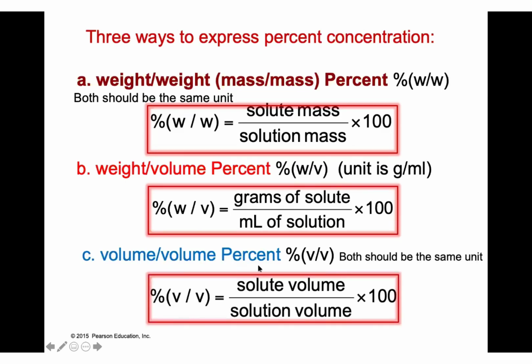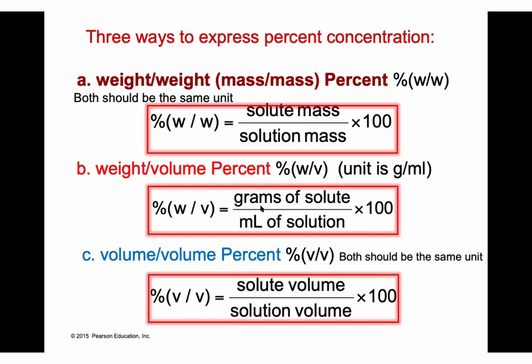Third is volume over volume percent, or V over V percent. Again, both should be the same unit. So solute volume over solution volume times 100. You might ask, okay, how do I know which of these I should use in the question? It's kind of simple, guys.